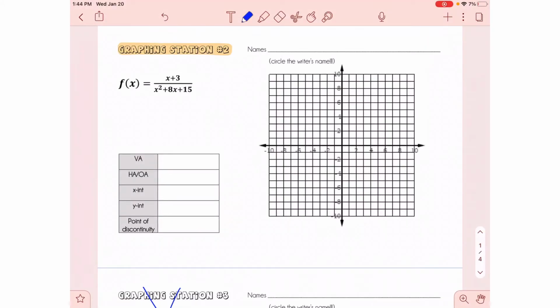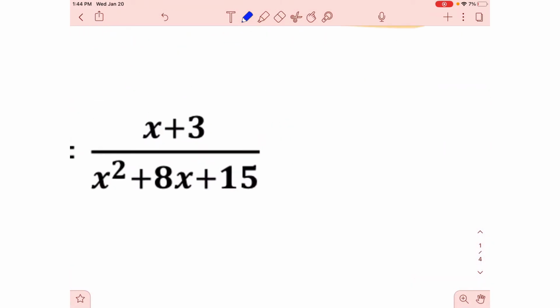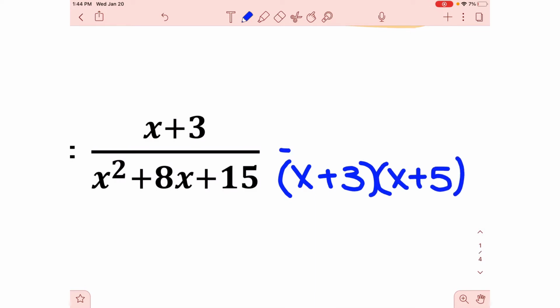This example is going to be a graph that has a hole. It is not a line with a hole though, so it'll still look like a rational function. So as always, we're going to start these out by factoring. The bottom factors to x plus 3, x plus 5, and notice that the top is just x plus 3, so something is going to cancel here.